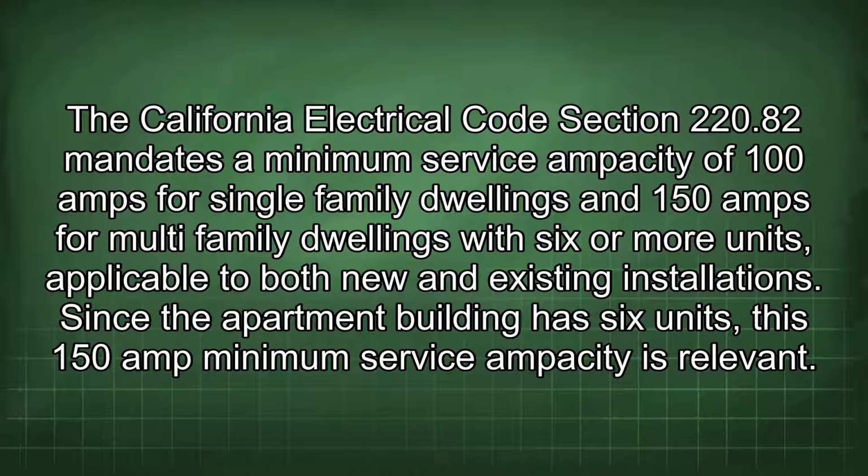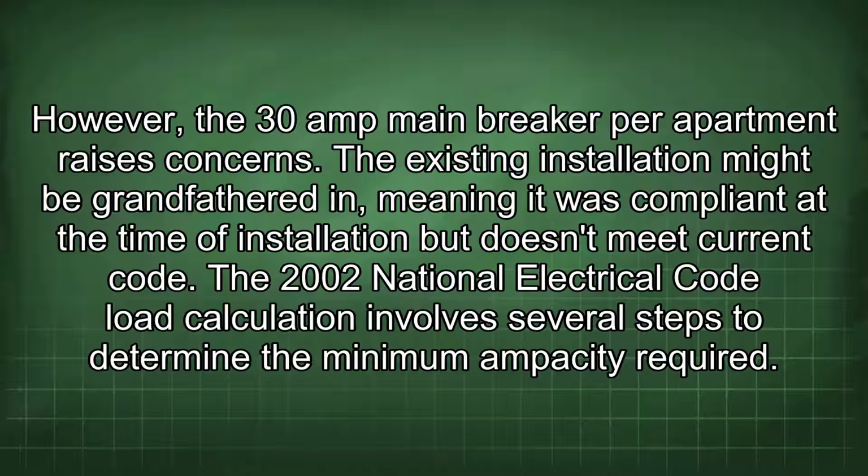Since the apartment building has 6 units, this 150 amp minimum service ampacity is relevant. However, the 30 amp main breaker per apartment raises concerns. The existing installation might be grandfathered in, meaning it was compliant at the time of installation but doesn't meet current code. The 2002 National Electrical Code load calculation involves several steps to determine the minimum ampacity required.